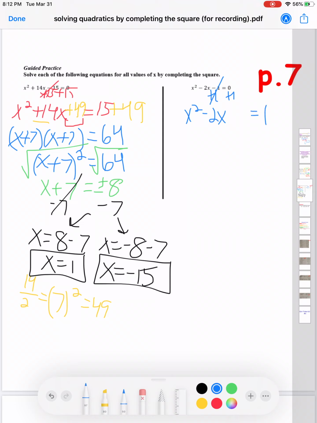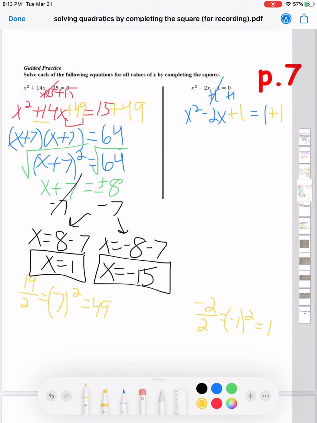Step 2 is our half square share. So we're going to take our b term, which is negative 2. I'm going to take half of that, which is negative 1. I'm going to square it. Negative 1 squared is positive 1, because negative 1 times negative 1 is positive 1. And then share it, meaning I'm going to add that 1 to both sides.